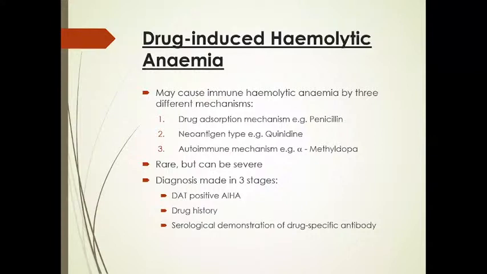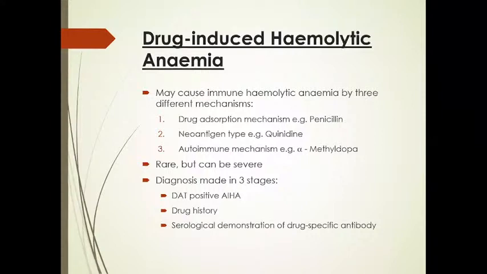So the last bit, after we've gone through your autoimmune, and I've very briefly mentioned your allo, but you'll go through it again when you're doing your transfusion lectures. Now, the drug-induced hemolytic anemias. This is still an immune-mediated hemolysis, and there are three mechanisms. Either the drug can be adsorbed onto the red cell surface, which happens with drugs like penicillin, or it can form a new antigen altogether, like drugs such as quinidine, or it can have an autoimmune mechanism like alpha-methyldopa.